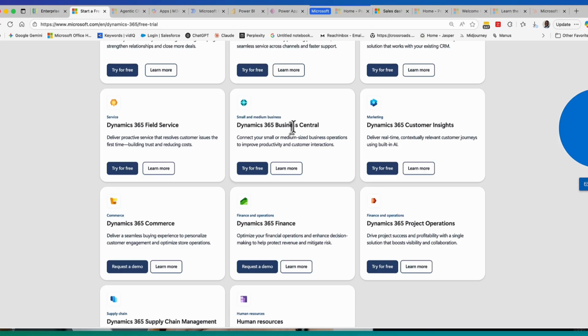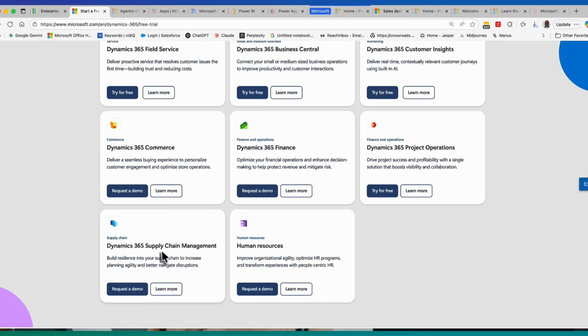And I'll give my little plug, how this thing has a bit of an advantage. And then you're going to have the supply chain management tool, and then human resources, and then project operations. So that gives you a look at the scale of all the products that are out there.